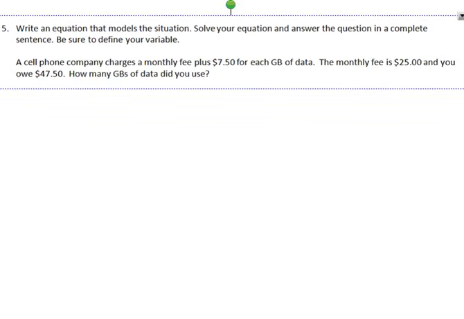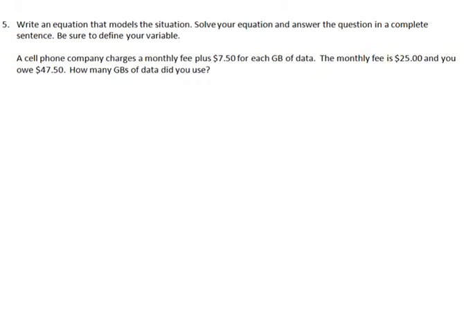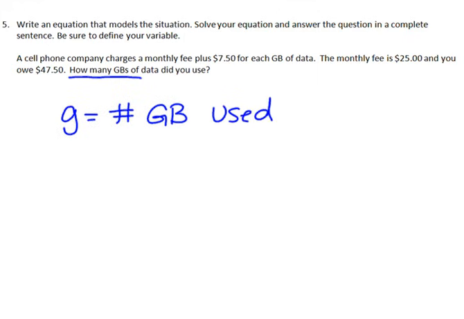All right, moving on to some word problem ones. Cell phone company charges a monthly fee, and they also charge $7.50 for each gig of data. So when we're doing a word problem, we always want to start by defining our variable. It says how many gigs of data did you use? So we could pick a variable. I'm going to do G for number of gigabytes used.